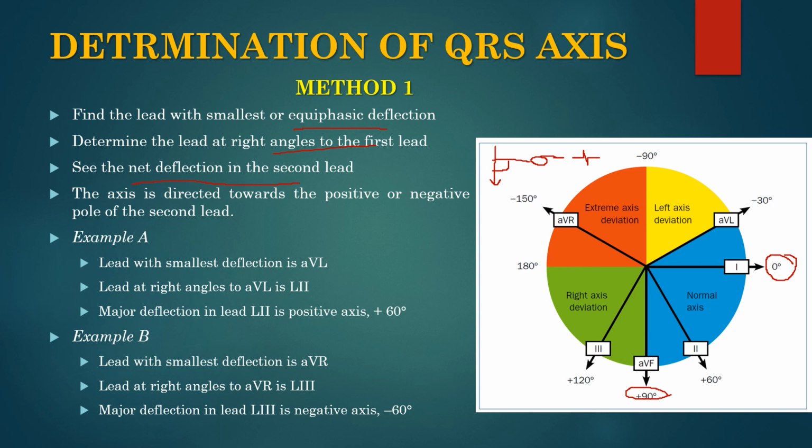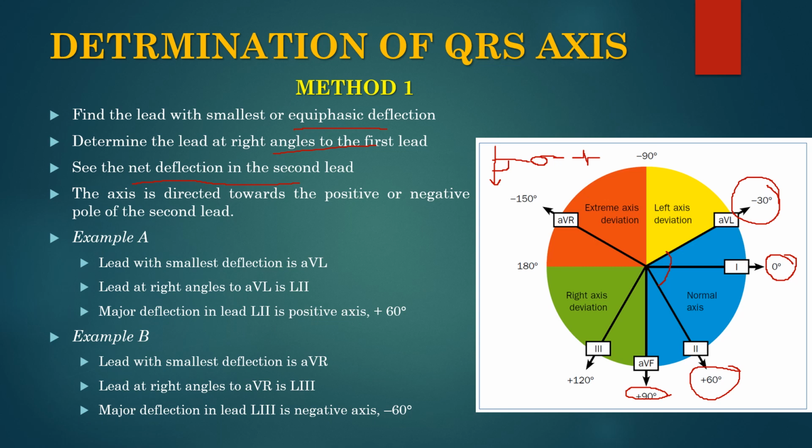Say there are two examples. If the smallest or equiphasic deflection is in aVL, then the lead perpendicular to aVL is lead 2. We will see the deflection in lead 2.